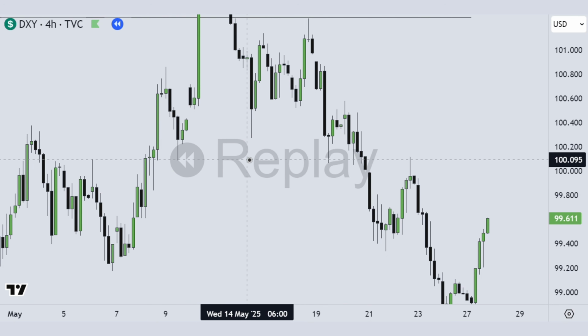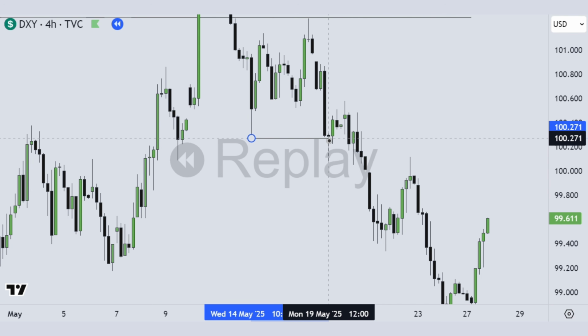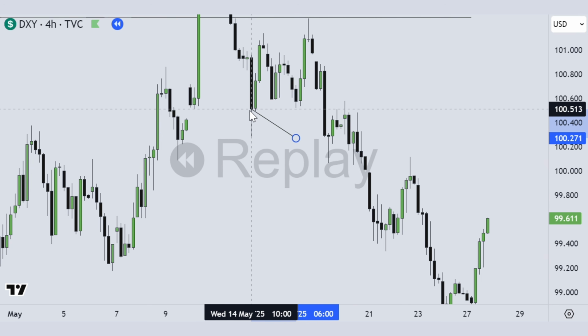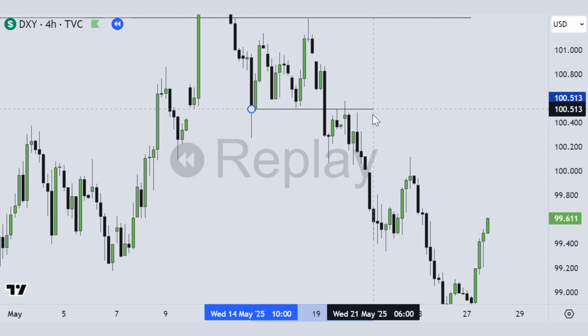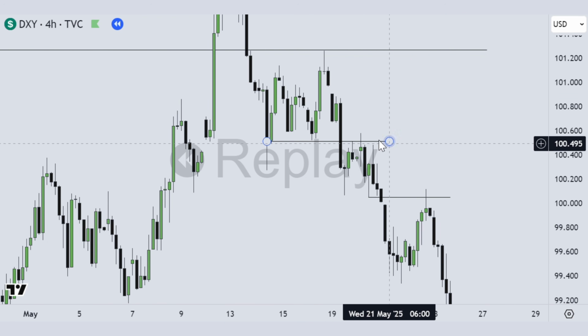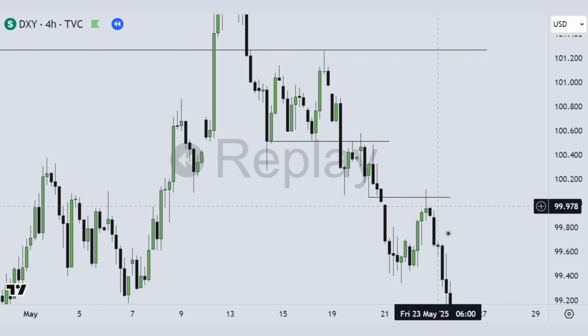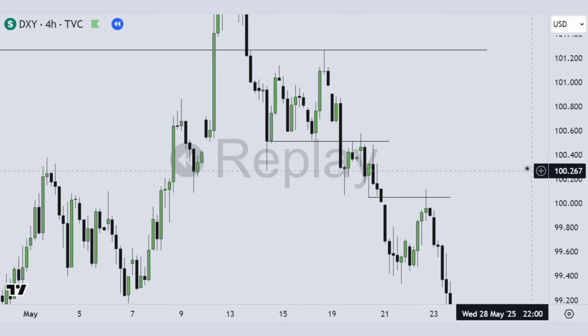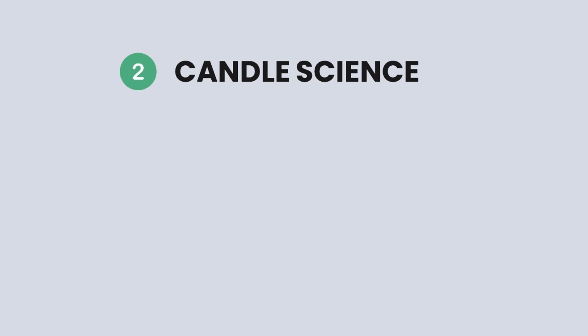Let's demonstrate clearly on the 4-hour time frame. Here, you'll see marking from the wick won't overlap with the fair value gap, so I mark from the body instead, like this. Same goes for this one here. Notice how precisely price reacts to these fair value areas. That's how you identify and properly mark fair value areas on your charts. Let's move on. Candle science.